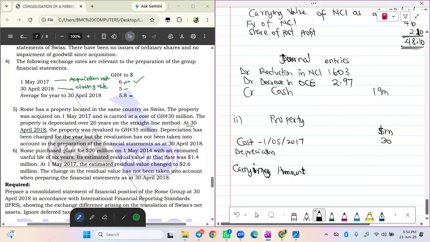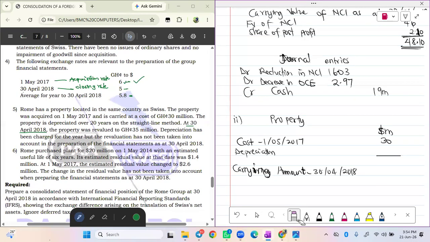Okay, that's what we did. So we determined the carrying amount as at 30th April 2018. How many years are we charging the depreciation? 1 year. Thank you very much.